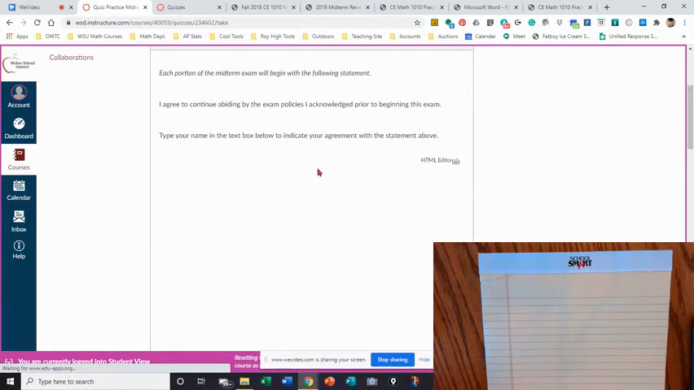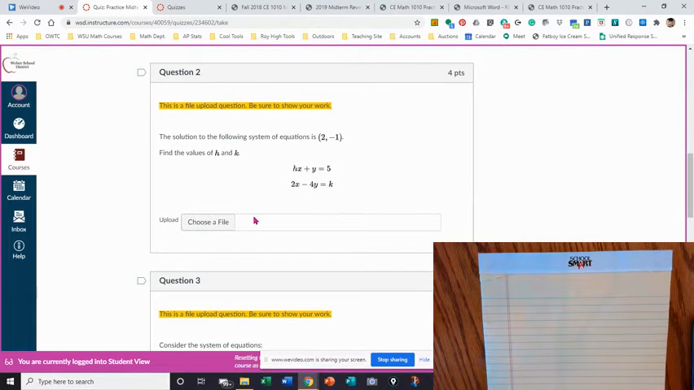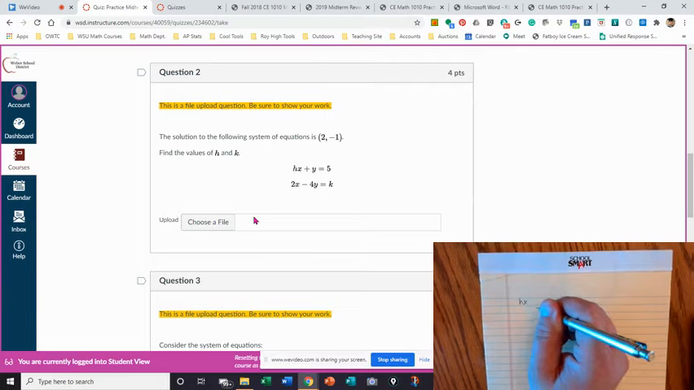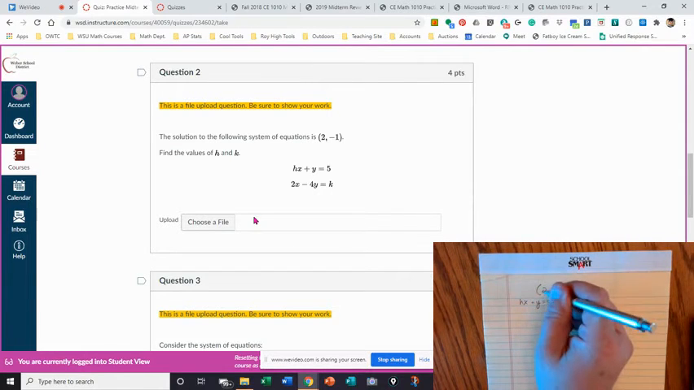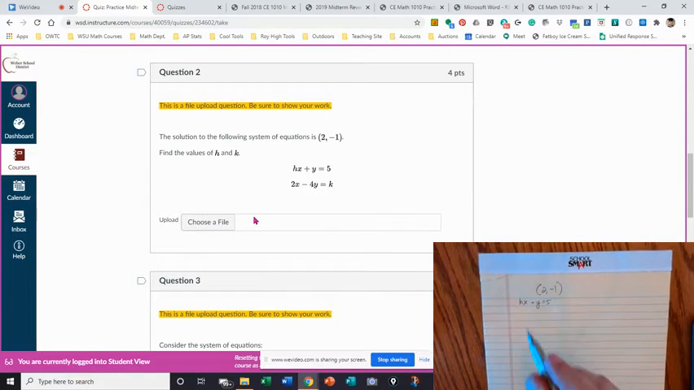Okay, and there's the agreeing statement. This says you're going to have to do a file upload. The solution to the equations is 2, negative 1. Find the values of h and k. So I've got h times x plus y equals 5. And I know that the solution to the equation is 2, negative 1. So I'm going to put that in for x and y and see what happens. If I put this in for x, I get 2h, plus y, that's a negative 1, equals 5.